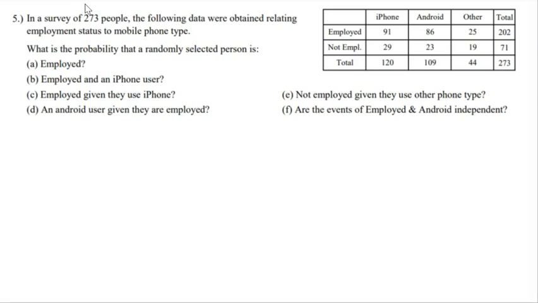It has more boxes. It says, they surveyed 273 people, and a bunch of data were obtained relating to their employment status, which is employed or not employed, and what kind of mobile phone they use. So some of them use an iPhone, some of them use an Android, and some people use other. What's other? Well, others like, maybe a Nokia or a BlackBerry, old school phones, or maybe newer phones that have customized operating systems. We want to answer a bunch of questions here. A, B, C, D, E, and F here, okay?